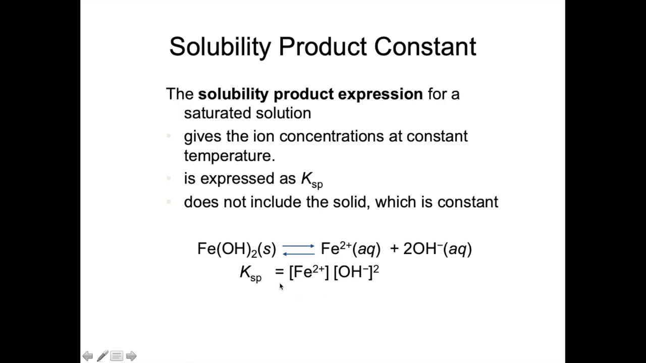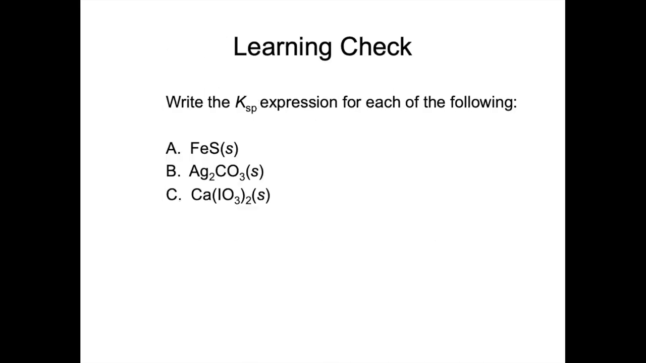Now, we give this solubility product expression a special subscript. Instead of calling it Kc, we call this Ksp, where the sp stands for solubility product. The value of Ksp is going to be a very small number, but it will help us quantify just how insoluble our iron 2 hydroxide is.